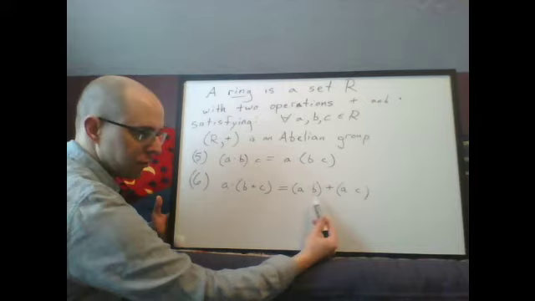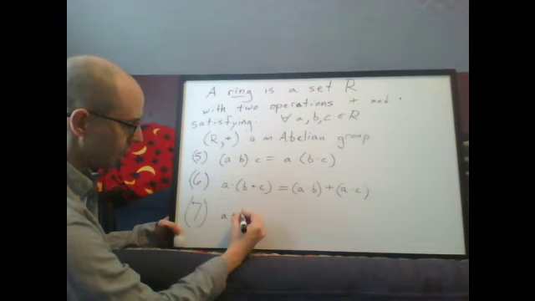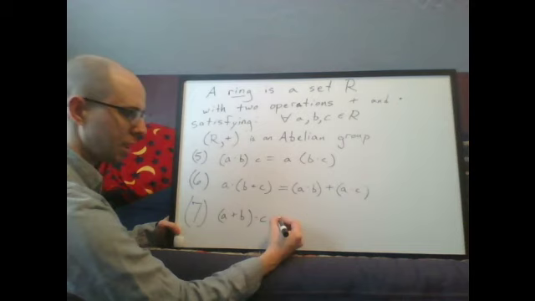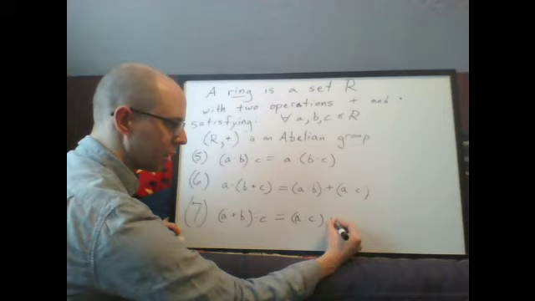So property seven, or requirement seven, is the same thing but with the multiplication on the right side. So if I have (A plus B) times C, I can distribute that C to both A and B, but it has to be distributed on the right. So it's A times C plus B times C.